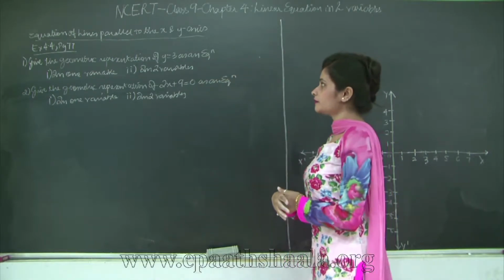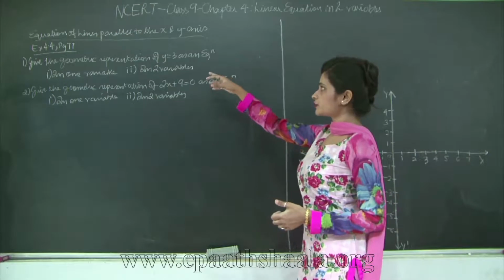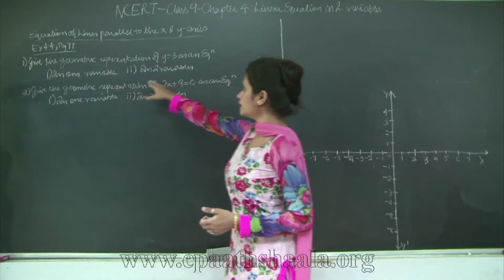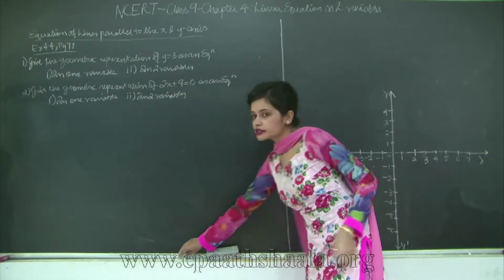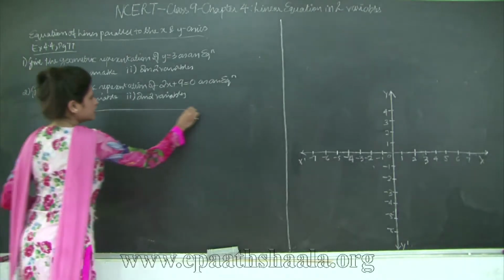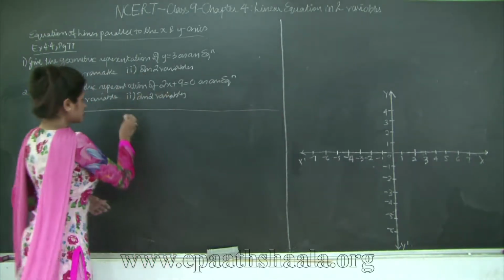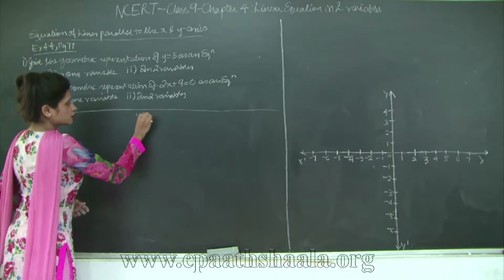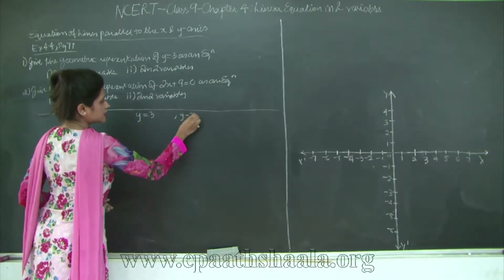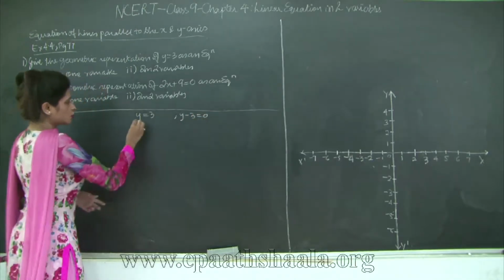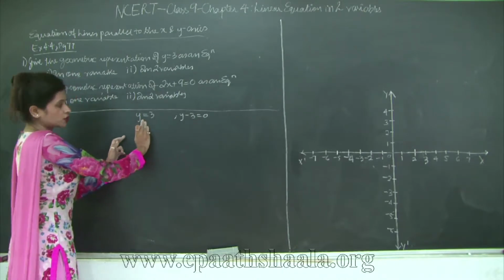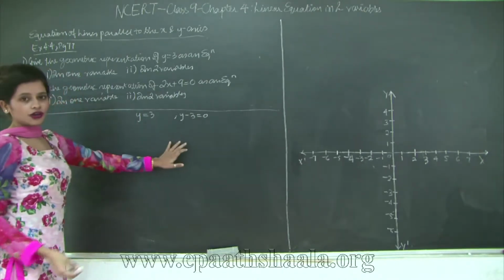So, the first question: give geometric representation of y is equal to 3 as an equation first in one variable and in two variables. If you notice, y is equal to 3 is already an equation in one variable, right? This can also be written as y minus 3 is equal to 0. So, this equation is equivalent to this equation, and this is an equation in one variable.